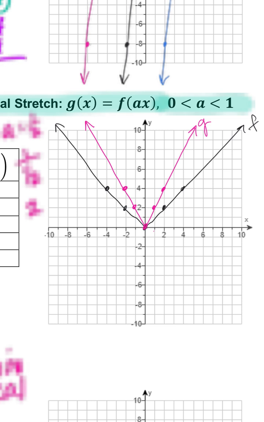And a horizontal stretch, so now we've got -8, 4, -4, 2, 0, 0, 4, 2, and 8, 4. And a horizontal stretch actually looks like a stretch because it looks like it's stretching out.